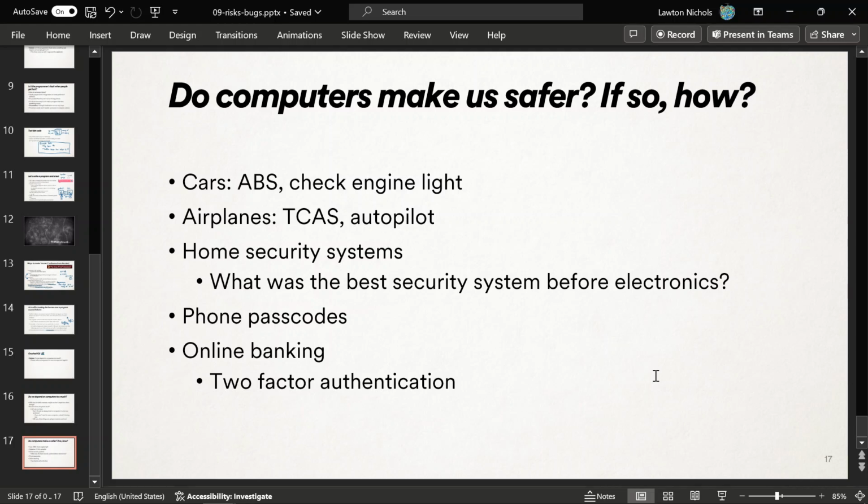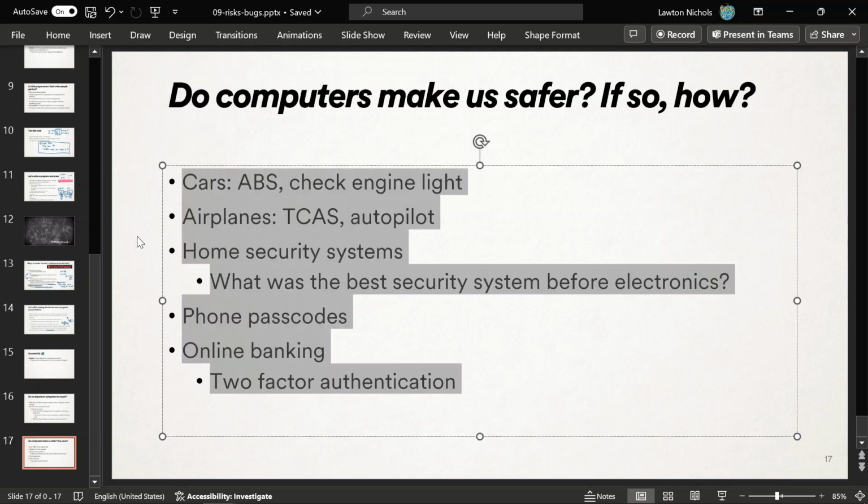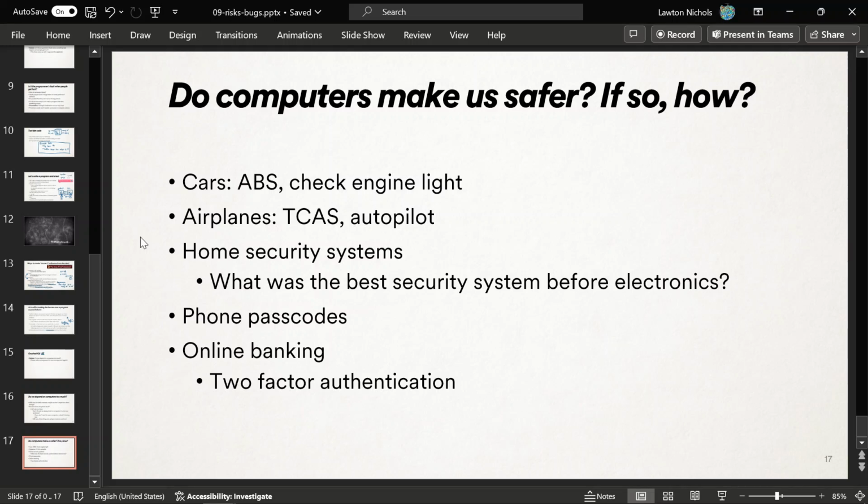I don't know if that's making us safer, but it's definitely a convenience thing. A lot of these are convenience things as well as safety things. So that's pretty cool to think about. So yeah, just a bunch of ideas for the day. Questions, comments about that before I switch gears to a different topic?